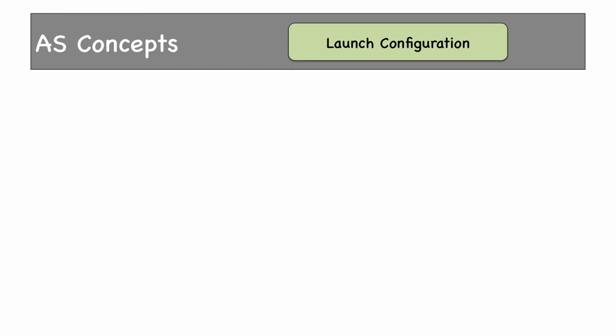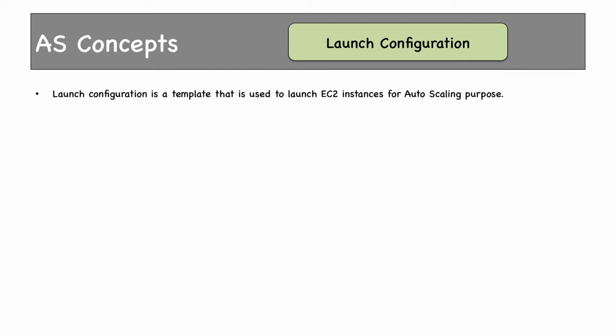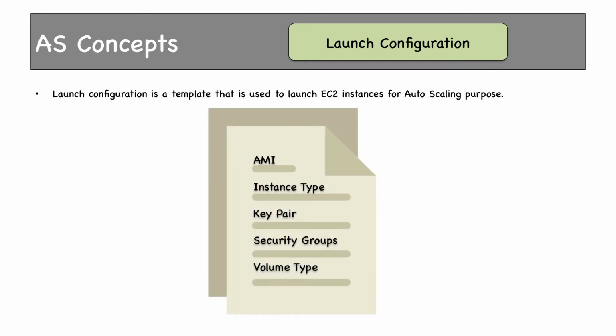In the previous slide, I mentioned that autoscaling would launch a new instance with the same application. How does it do that? Thanks to launch configuration. Launch configuration is a template that is used to launch EC2 instances for autoscaling purposes. You'll see how familiar launch configuration is to you. This is the template. It contains AMI ID, instance type, key pair, etc. I hope it's ringing some bells.